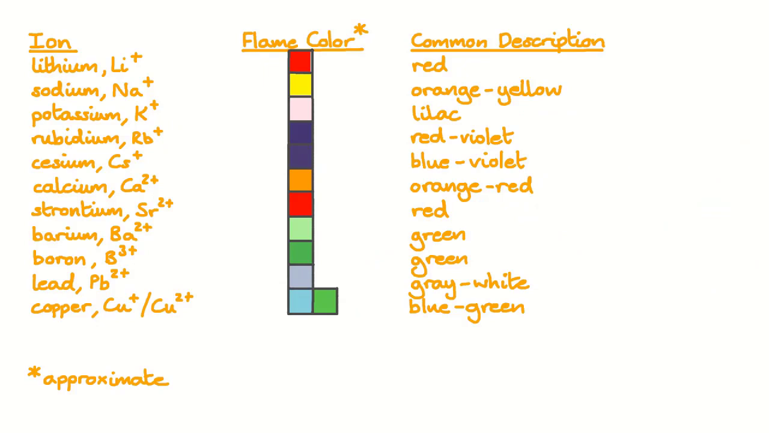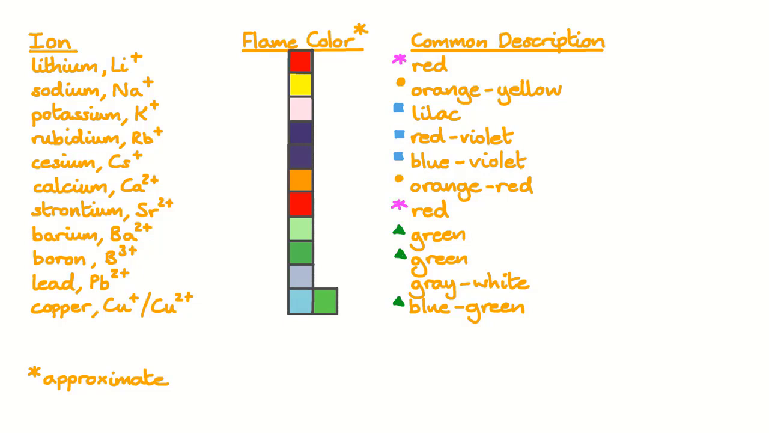Here's a table of ions and the colours of flame they tend to produce, along with a common description of the colour. The colours given are approximate. As you can see, there are some ions which produce very similar colours. Lithium and strontium deliver a similar red. Sodium and calcium both produce an orangey colour. Barium, boron and copper produce greens. And potassium, rubidium and cesium all produce purples.